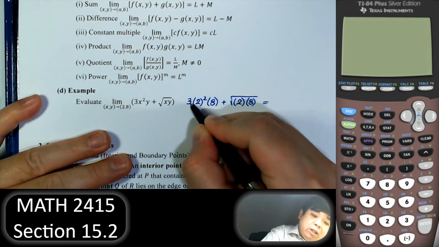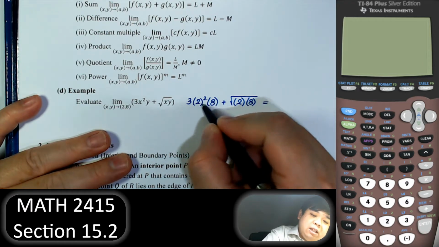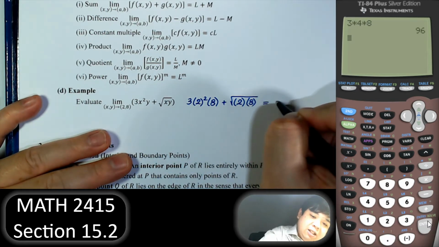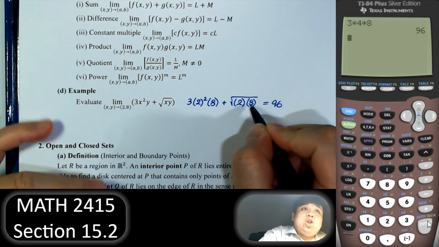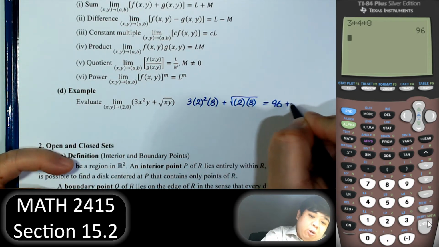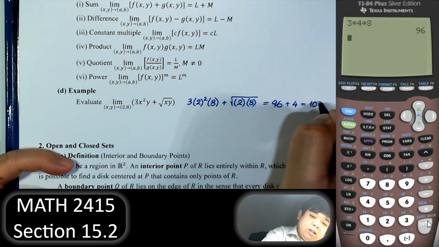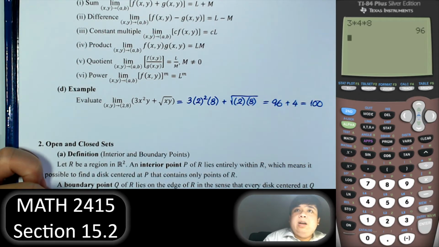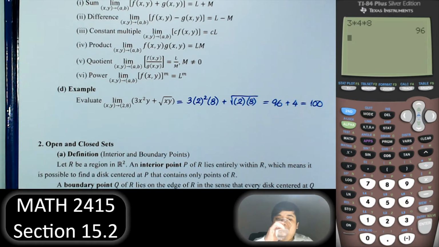Now, that will be 3 times 4 times 8, it's 96. And this is 2 times 8, 16. Square root of 16 is 4. That gives us 100. Now this is a nice number, so we make the limit equal to 100. Right, so that's what the limit is, the easy case.